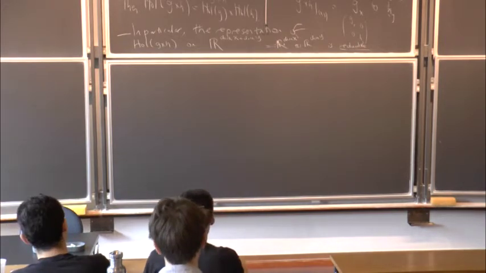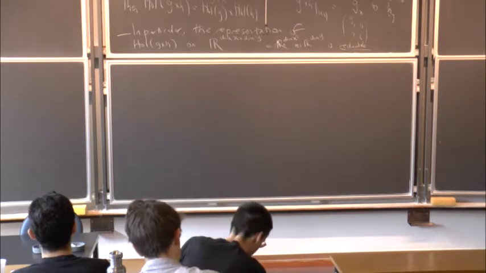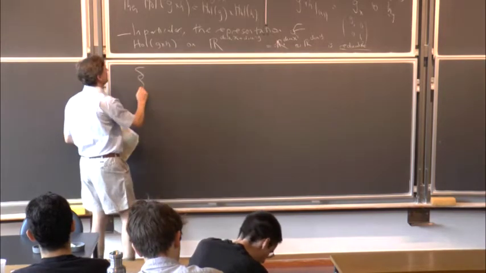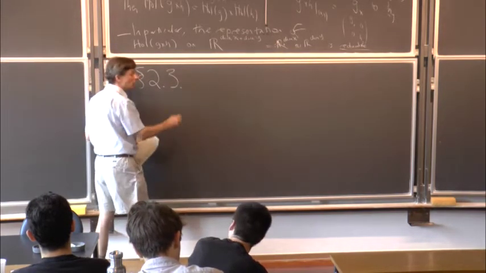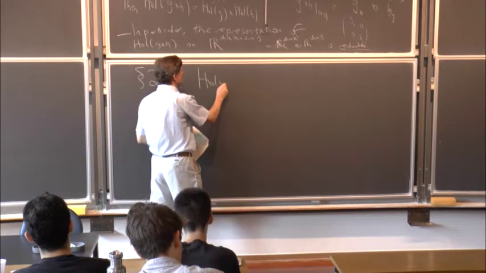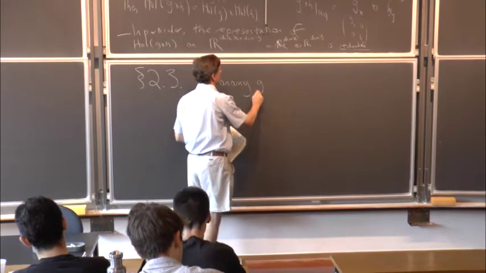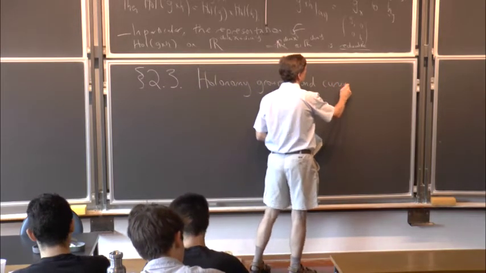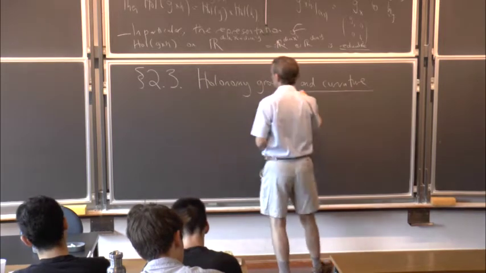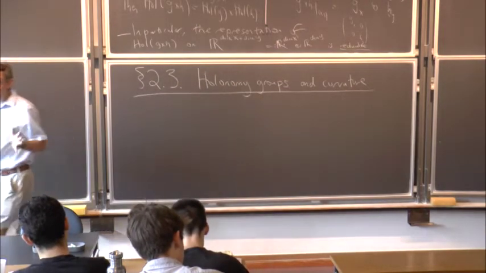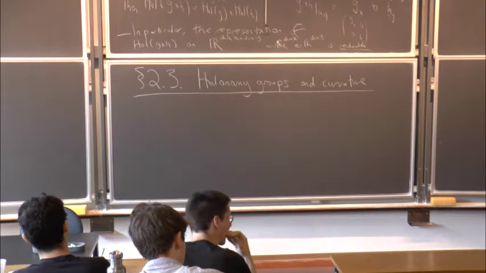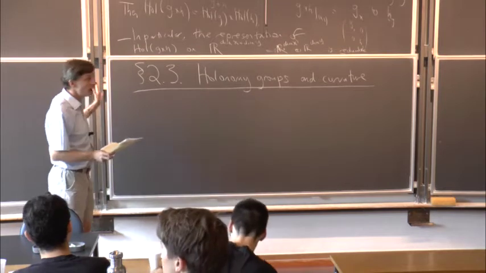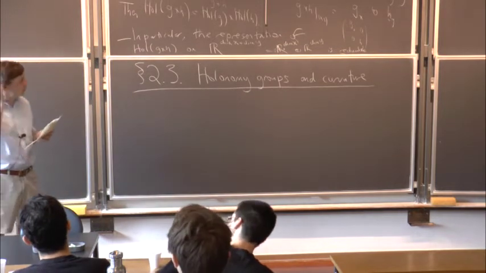Okay, so next let's have section 2.3 on holonomy groups and curvature. So we're going to see that there is a deep relationship between the holonomy group of a Riemannian metric and the curvature tensor, the Riemann curvature of that metric.